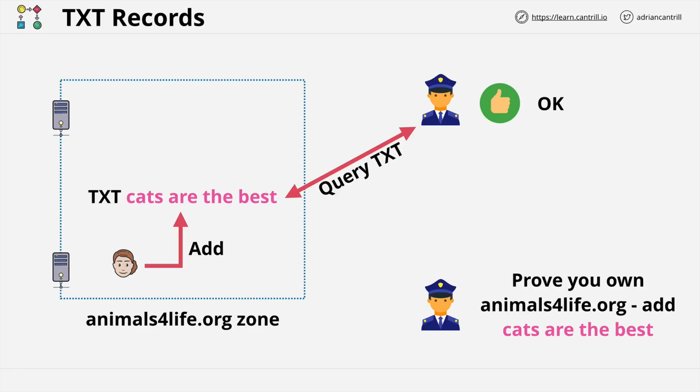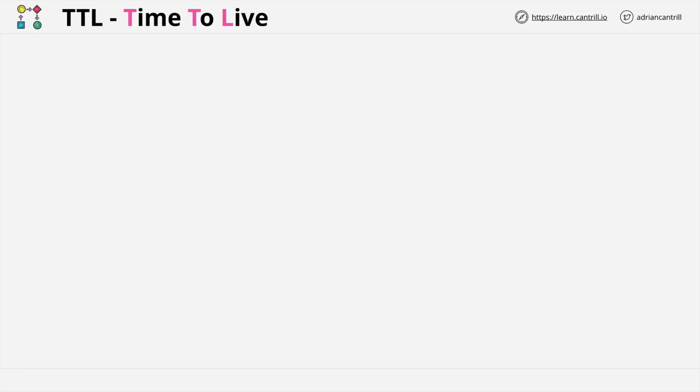So they're the record types that I want to cover, but there's one more concept that I need to discuss before we finish up, and that is DNS TTL, or time to live. A TTL value is something that can be set on DNS records. It's a numeric value in seconds. Let's look at a visual example.